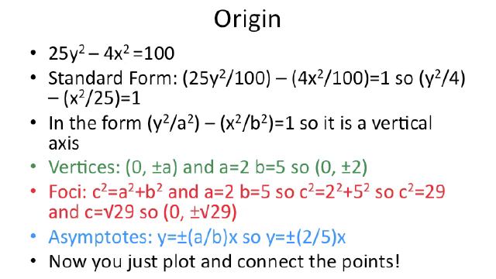The foci: c squared equals a squared plus b squared, and a equals 2, b equals 5, so c squared is equal to 2 squared plus 5 squared, making c squared 29, and c is the square root of 29. So the foci are 0, plus or minus the square root of 29. The asymptotes are y equals plus or minus a over b x. So y is plus or minus 2 over 5x. Now you just plot the points and connect them.